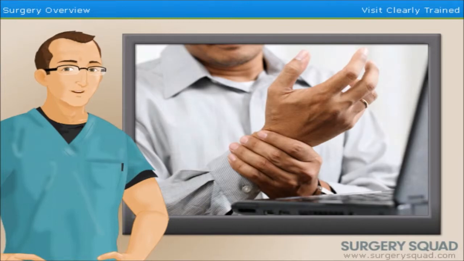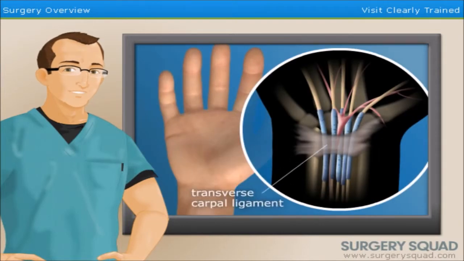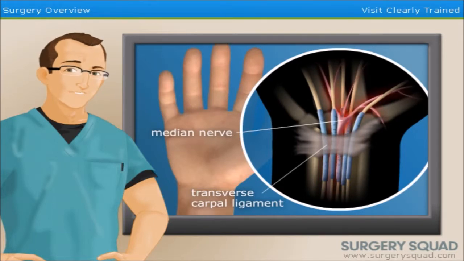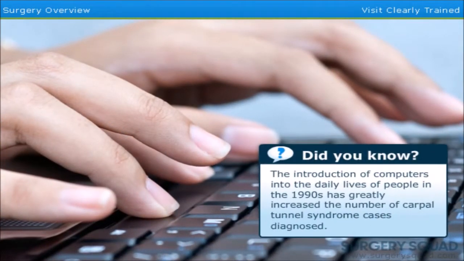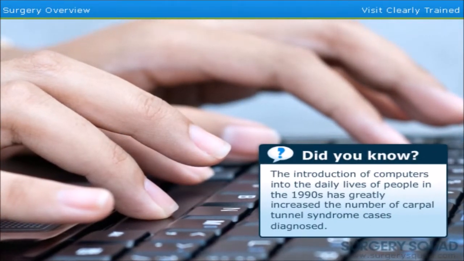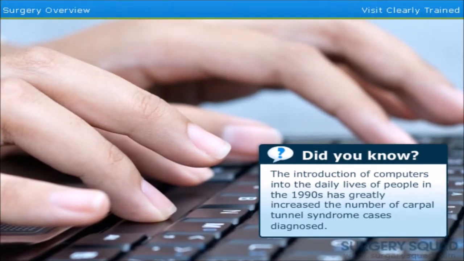It develops due to the swelling of a ligament in the wrist, known as the transverse carpal ligament. The swelling of the transverse carpal ligament creates pressure on the median nerve in your wrist. This nerve is responsible for supplying feeling and movement to various parts of the hand. Performing repetitive motions with the hand or wrist over a long period is the main cause of carpal tunnel syndrome, and the condition is more commonly seen in women than men.